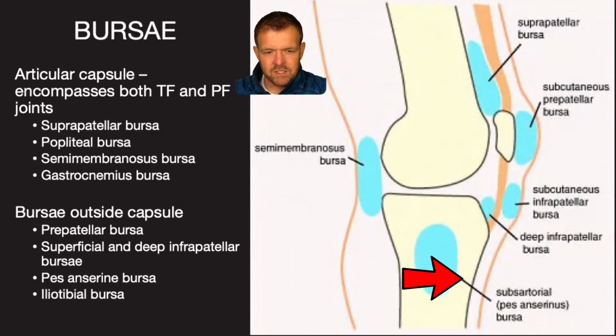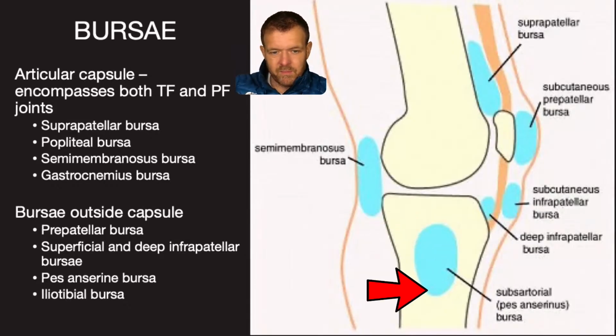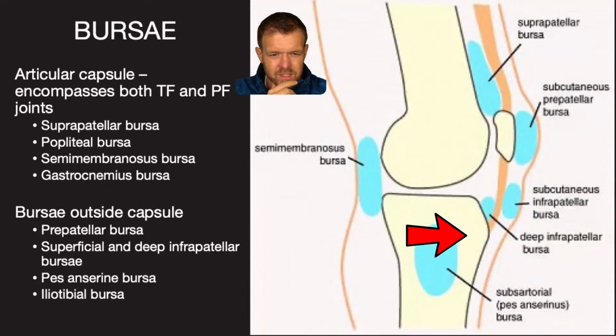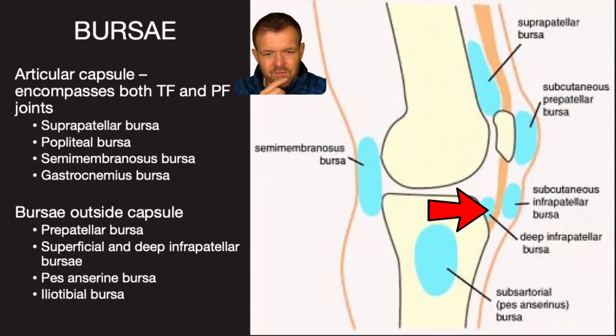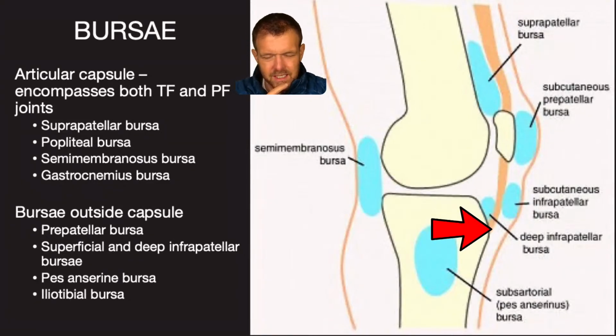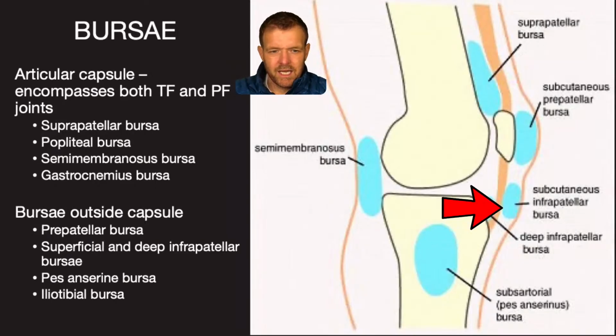We've got this subsartorial, so the pes anserinus bursa. You've got 3 muscles that attach into this point, and there's a bursa there because that area has got a lot of friction going on. We'll talk about that when we get into the muscles. We've got a deep infrapatellar bursa. So there's your patellar tendon. It's underneath your patellar tendon where it attaches onto the tibial tuberosity. So just there.